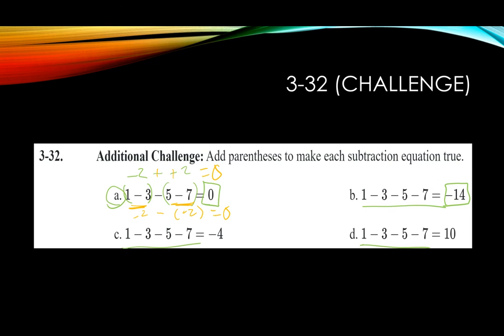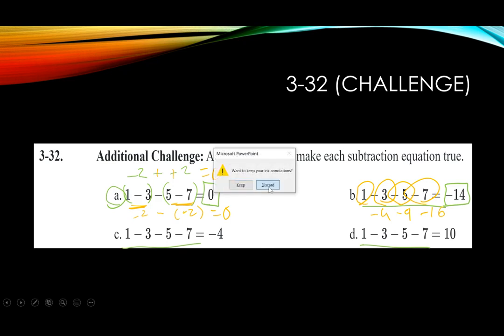And now your challenge is to put parentheses for C and D, because if we look at B, 1 minus 3 gives us negative 4, minus 5 gives us negative 9, minus 7, well, I guess that'll give us negative 16. So maybe we do need to put parentheses here. Can we put parentheses anywhere? Oh, this is kind of a tough one, isn't it? All right, so we'll spend some time there on that challenge.